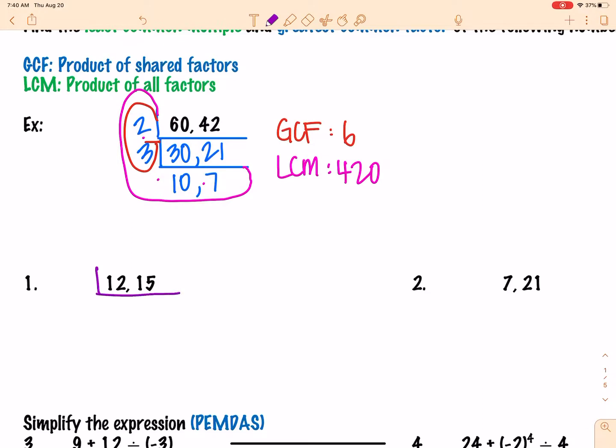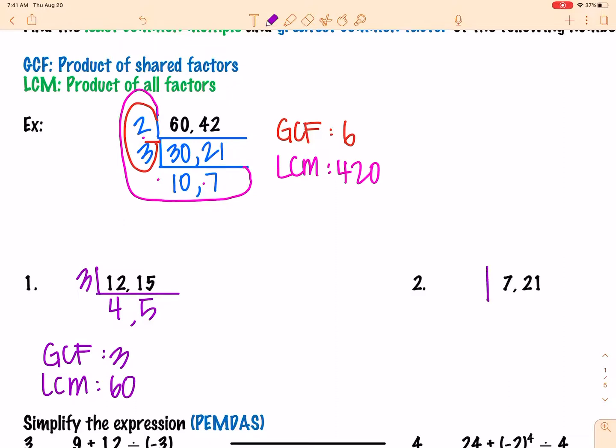So 12 and 15, first thing I think about is 3. So you get left with 4 and you're left with 5. Those have nothing in common. So the GCF is just the left side, and the LCM is all those numbers multiplied, which would be 60.